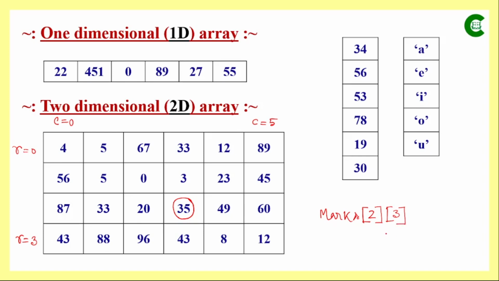So when in the program we write marks of 2 and 3, the compiler will understand this marks. Now if we write marks of 3 and 5, which marks will it point to? 3 means the fourth row, that means this row, and 5 means the sixth column, that means this column. So this will be the concerned marks. So this is how we represent an element in a 2D array.